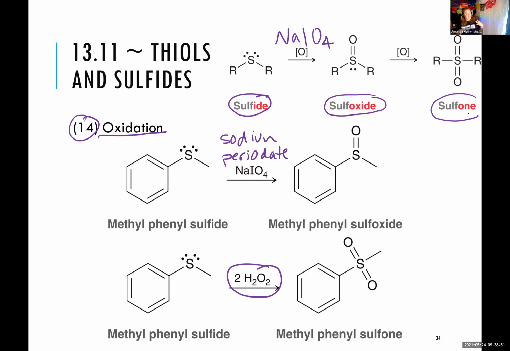We don't see expanded octets very often in organic chemistry because we don't use larger atoms very often, but because sulfur is in the next row of the periodic table, it can have that expanded octet. So it can have more than 8 electrons.